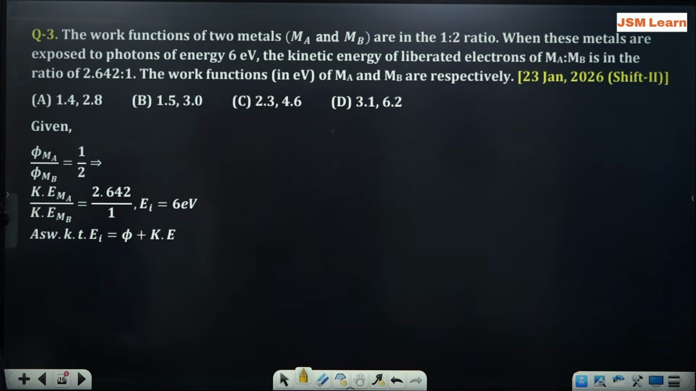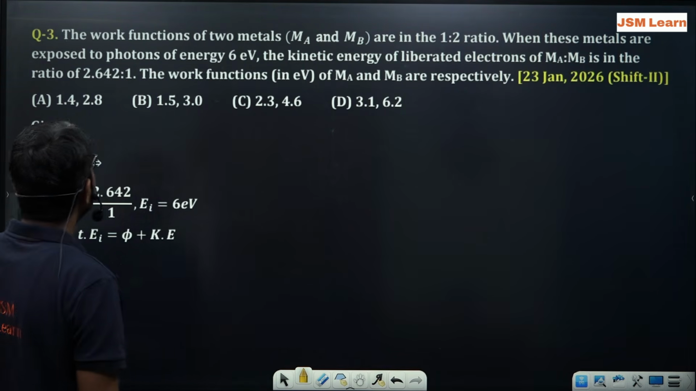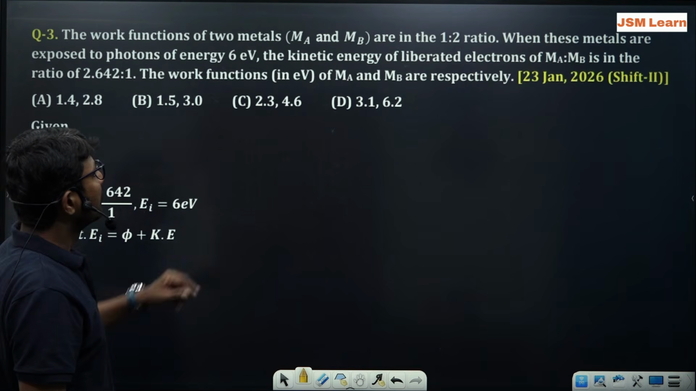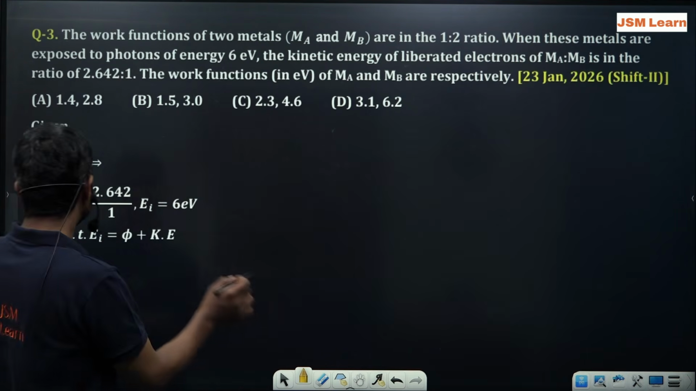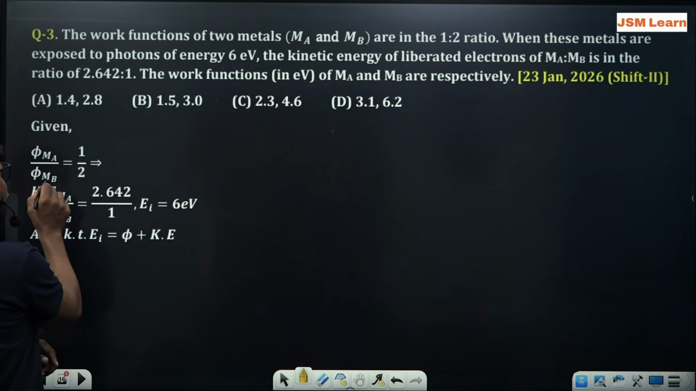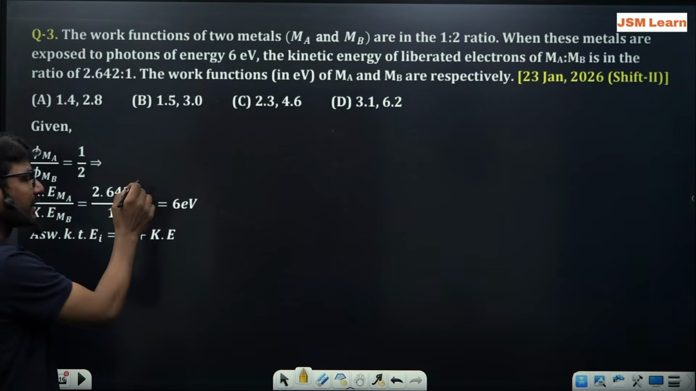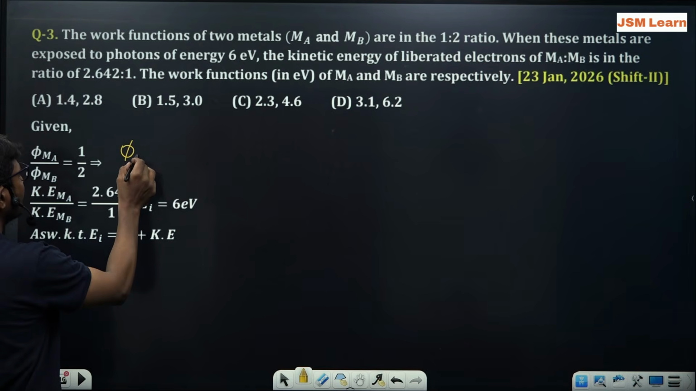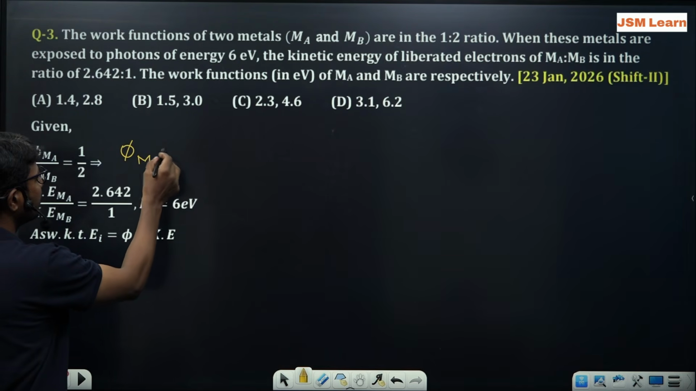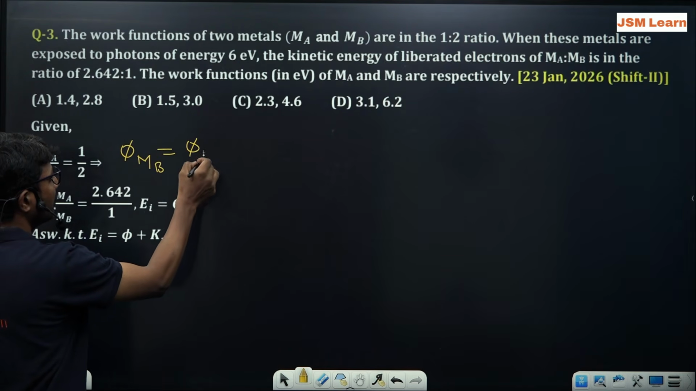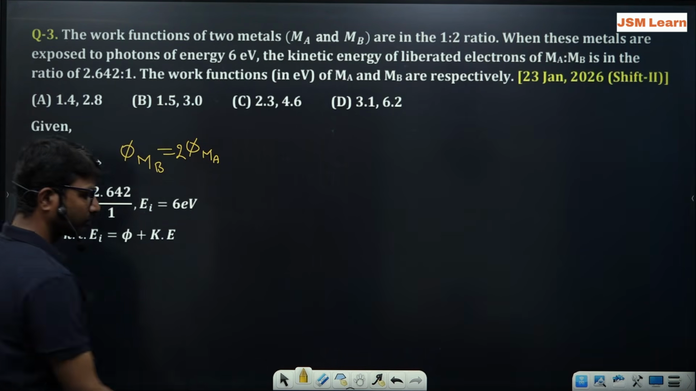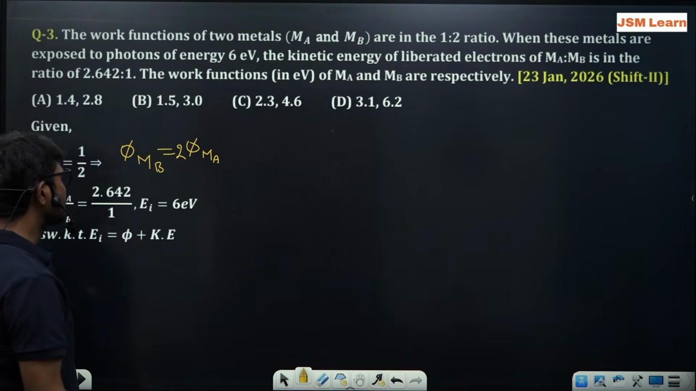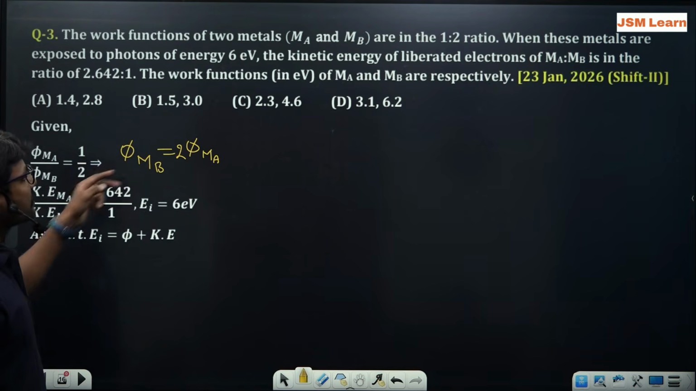Question number 3, they have provided us the data: the work functions of two metals Ma and Mb are in the ratio 1:2, they are saying. So that means the work function of metal A and metal B are in the ratio 1:2. So from this given data, we can write as what? Work function of metal B can be written as 2 times the work function of metal A. Okay, 2 times.